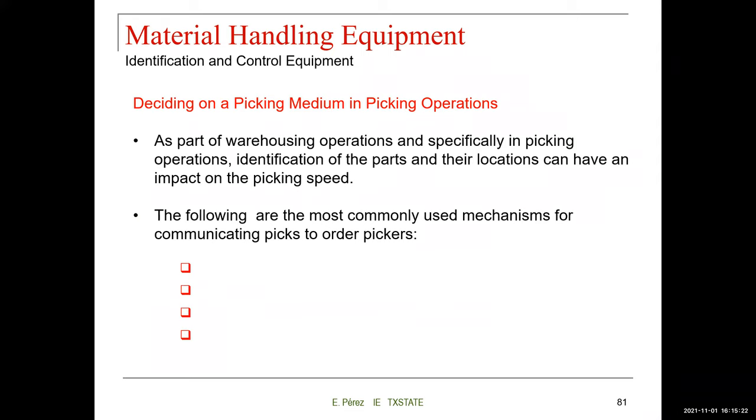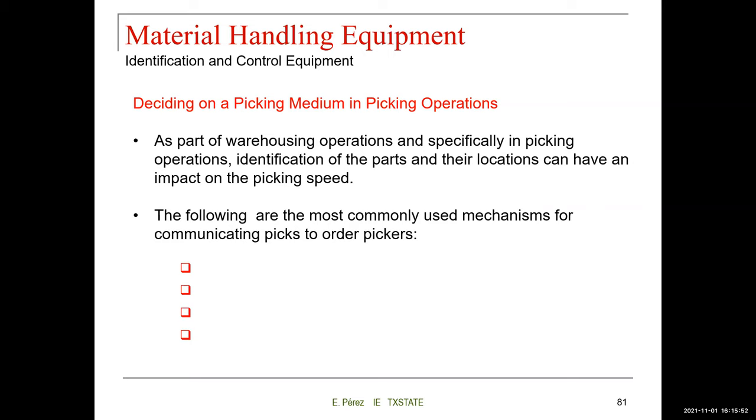Decided on picking medium in picking operations as part of warehousing. So this basically, again, you have to put together a group of products or a group of parts to produce a specific product. This is what we call a picking operation. So you have a way of collecting all the pieces and then you bring them to a certain location together so you can put together a component.